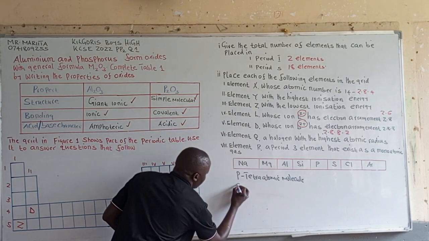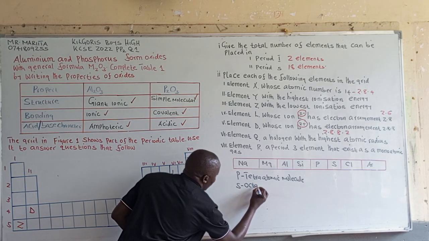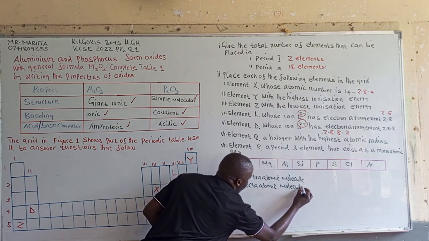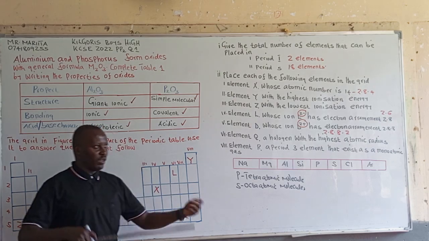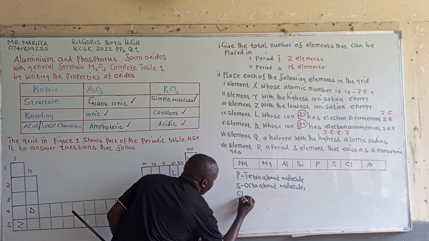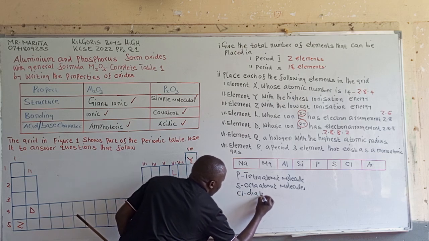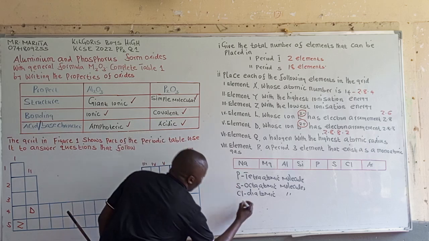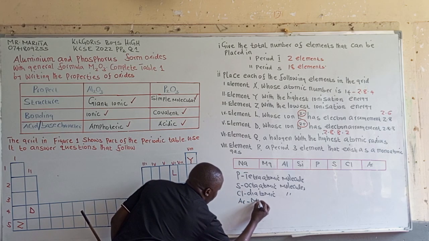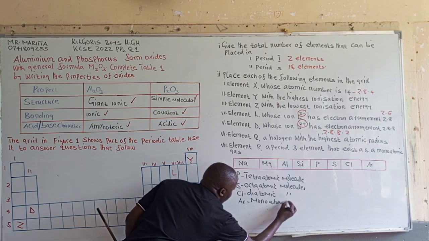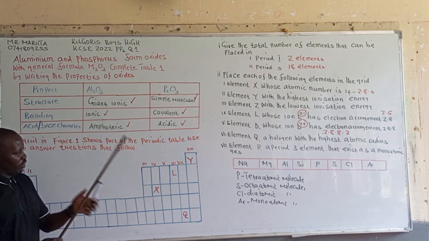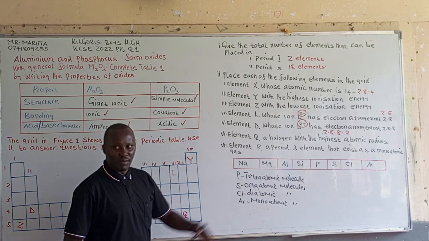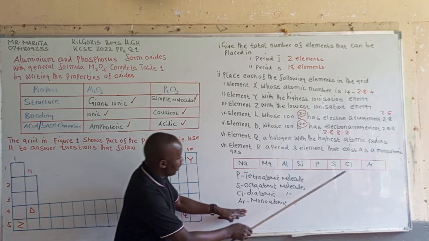Then we have sulfur. Sulfur is octatomic, because sulfur normally has an arrangement of 8 atoms in a ring. Then we have chlorine, which is a diatomic molecule. And then we have argon, which is monatomic. So in period 3, we have phosphorus, which is tetratomic, sulfur, which is octatomic, chlorine, which is diatomic, and argon, which is monatomic.